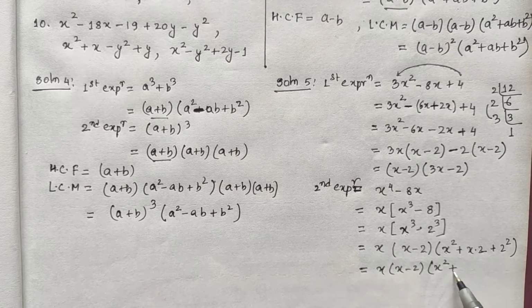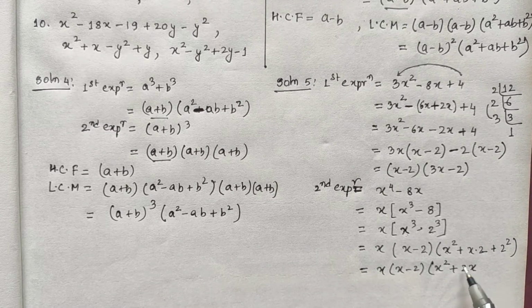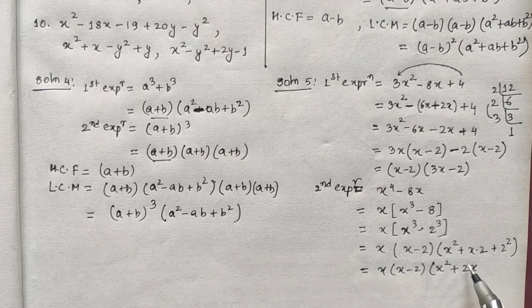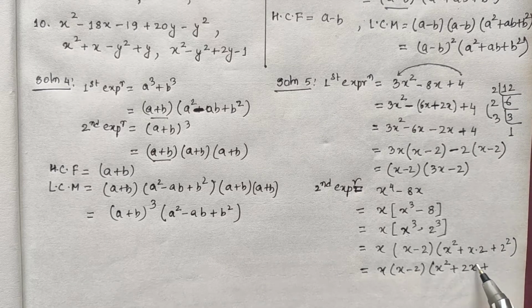x times 2 is 2x, because we will always write the numbers in front, because they are the coefficient, we will write the coefficient in front and the variable at the back.